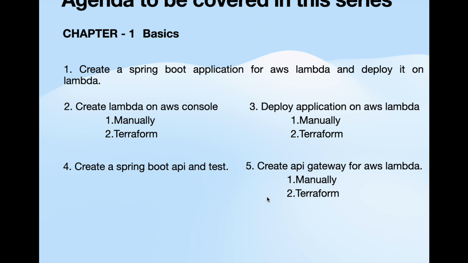Welcome to this video, the third video of this series. We have created the Spring Boot application for AWS Lambda, and also a Spring Boot API. We just need to make some changes in the application we created in our last video. So let's get started. Today we will deploy the application on the AWS Console, create a Lambda and deploy the application. We will do this manually.